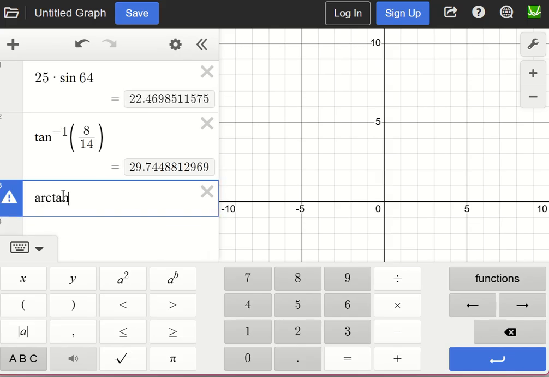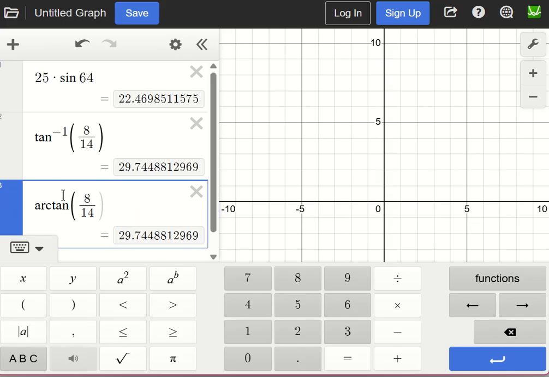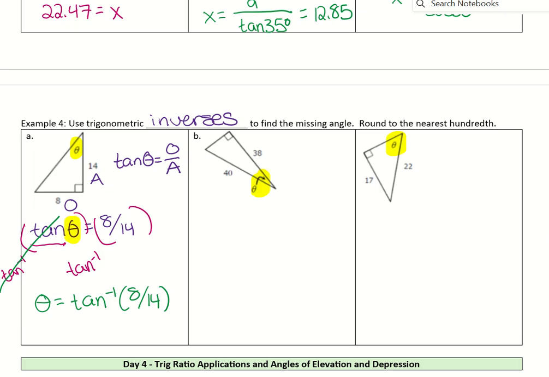And another thing you can do, there's another name for inverse tangent. It's called arctangent. It means the exact same thing. As you can see, these answers match perfectly. So you can use the inverse tangent or arctangent notation. They're just written in two different ways. So I don't care which one you use. I use them interchangeably. Obviously, you'll get the same answer, which is 29.74. And since you're solving for an angle measure, make sure you put degrees on the end of that.